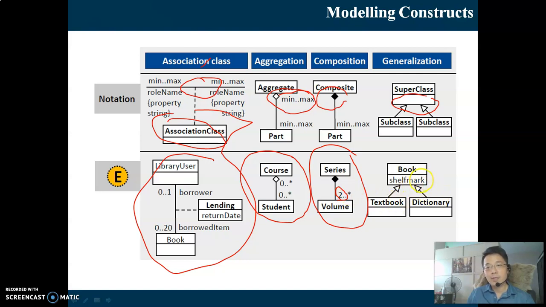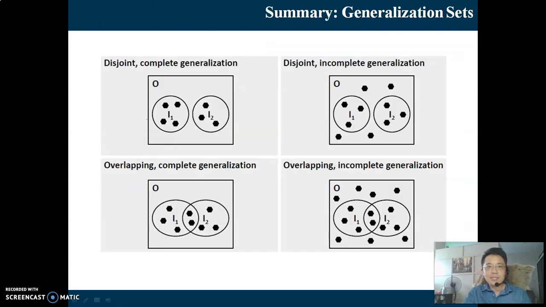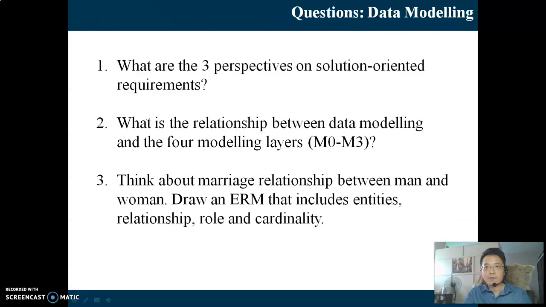So that's the difference between aggregation and composition. And a generalization shows a class which is more specific. Like textbook is a book, dictionary is also a book. Now this generalization text shows you the constraints for this subclass, which I don't plan to explain further. You can pause and read the slide. So that's it. That's all for data modeling.